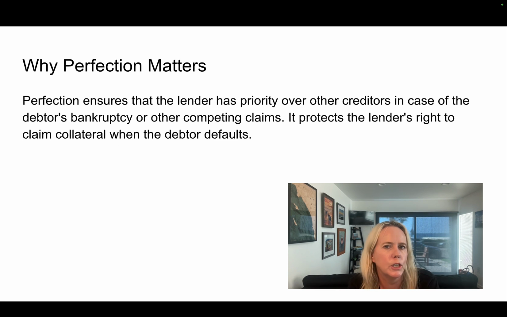So why does perfection matter? Perfection matters because it puts the world on notice that the lender has priority over other creditors in case of the debtor's bankruptcy or if there are other competing claims, if somebody else might have a claim on the collateral as well. It protects the lender's right to claim the collateral when the debtor defaults. So it helps, in essence, to make the process predictable if something should happen.